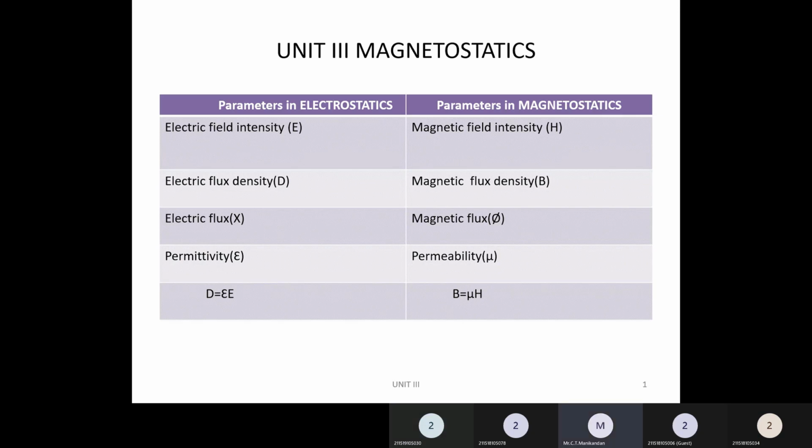The next one: in the electrostatic field we have permittivity epsilon, whereas with magnetostatics you will have permeability mu. The basic comparison of flux density and field intensity: in electrostatics D equal to epsilon E, whereas in magnetostatics B equal to mu H, where B is the magnetic flux density and H is the magnetic field intensity. This is the basic comparison between electrostatics and magnetostatics.